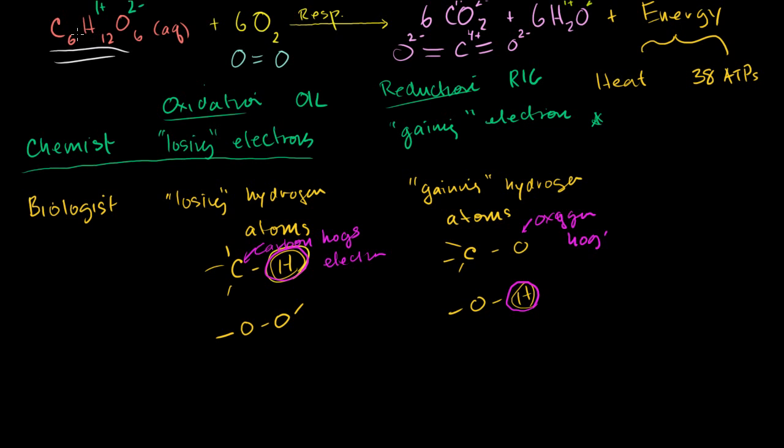I start with 12 hydrogens on this side. Let me just write it this way. So H12 on this side, and they all have a +1 oxidation state, and then cellular respiration occurs, and now I have 12 hydrogens. I could write the 12 a little bit differently here, but they still have a +1. Each of them still has a +1 oxidation state, so nothing from an oxidation-reduction point of view happens to the hydrogen.